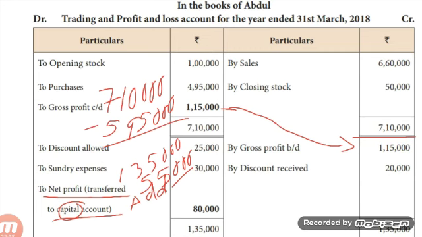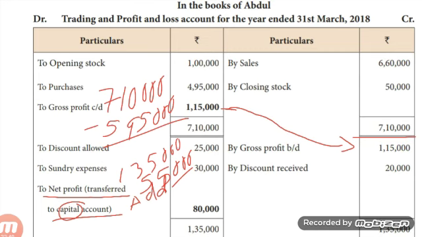Children, don't take the figure in the trading account. Now we are doing the profit and loss account. Profit and loss account is the continuation of the trading account. Okay, got it? Then balance. How can we balance? Deduct 55,000 from 1,35,000. The balancing figure is 80,000. Write that just above the grand total, that means just above 1,35,000, on the debit side: to net profit.